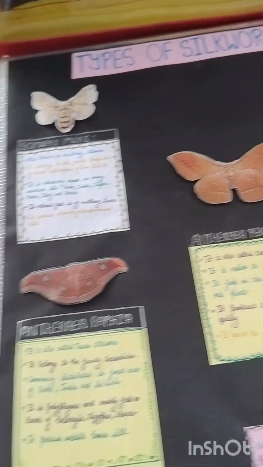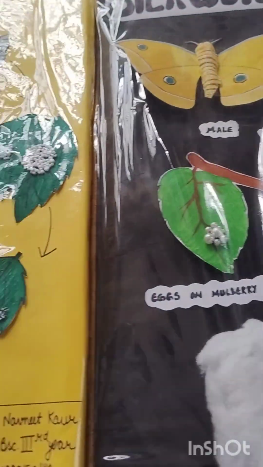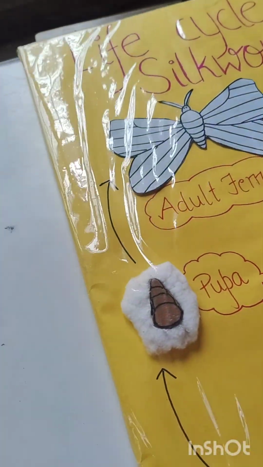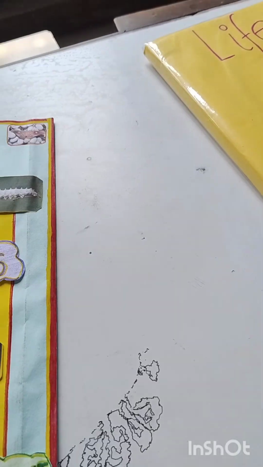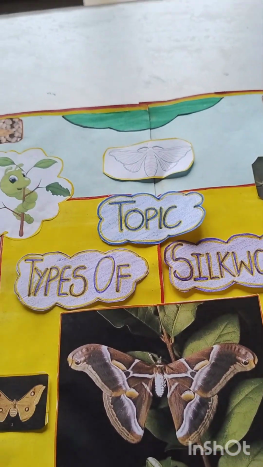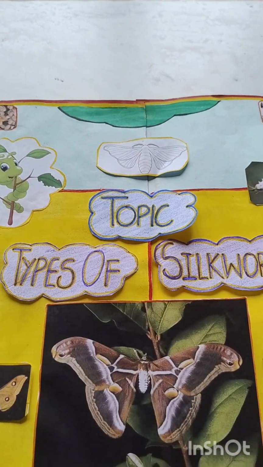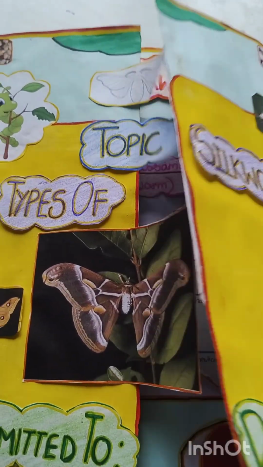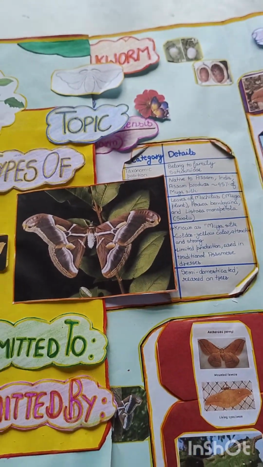Then you can see the different kinds of silkworm in the form of album chart. This is chart prepared by the students. Number 1 topic is types of silkworm. So here you can also see the types. So you can see that it can be opened like this.